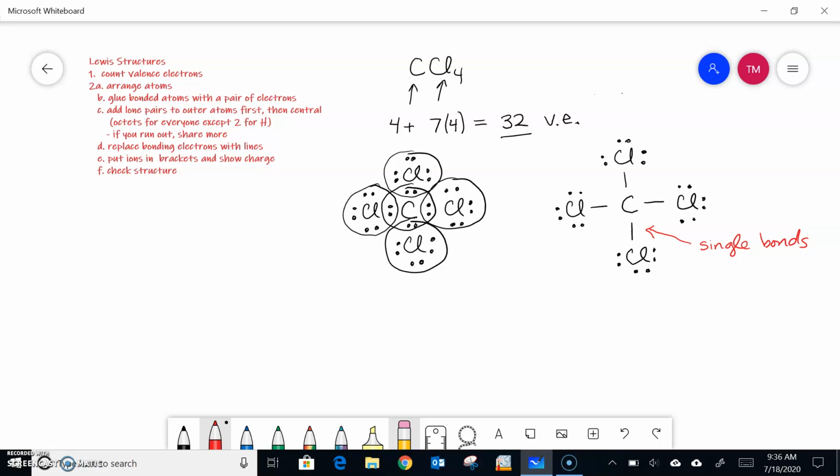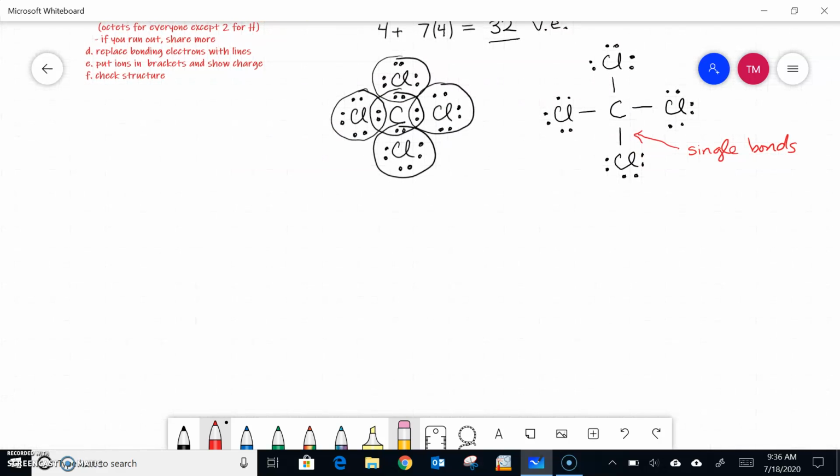Okay, so let's move on to a new molecule. Let's look at ammonia, NH3. Again, first thing we want to do is count valence electrons. Nitrogen has 5. Hydrogens have 1, but there are 3 hydrogens. So that gives us a total of 8 valence electrons. How are we going to arrange them together? Nitrogen is first in the formula, so we'll put it in the middle. And we're going to put the hydrogens around the nitrogen. It doesn't really matter where you put them at this point, just next to the nitrogen.